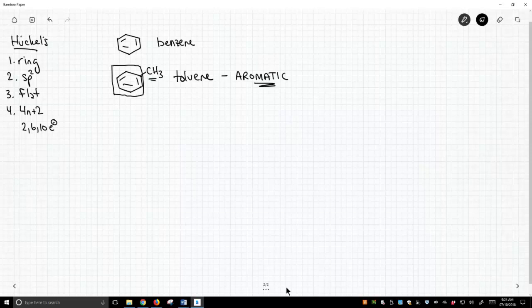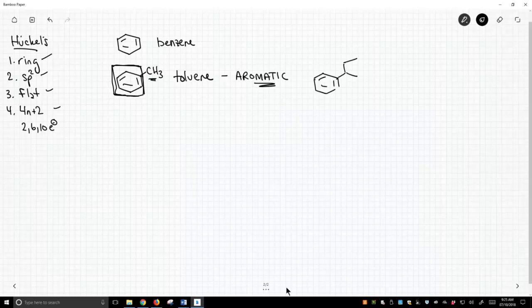Toluene is aromatic not because it has the methyl group or it doesn't have the methyl group. It's aromatic because this part of it is aromatic. This benzene ring is aromatic. So an entire molecule doesn't have to be every atom in a ring or sp2 hybridized or flat or have the right number of electrons. You can have non-aromatic pieces coming off of a molecule, and the molecule can still itself be aromatic. So this could be a methyl group, it could be an ethyl group, it could be another complete ring.